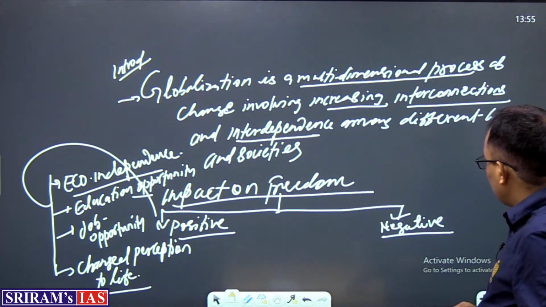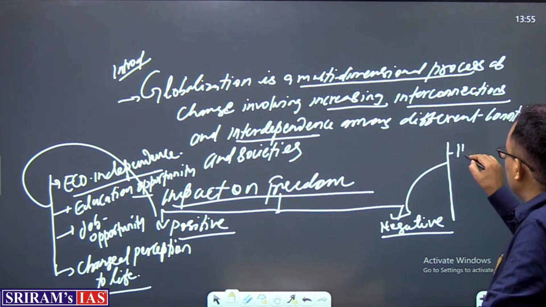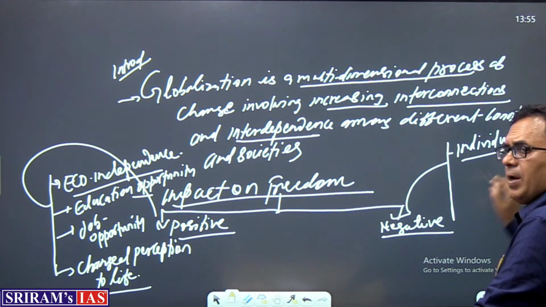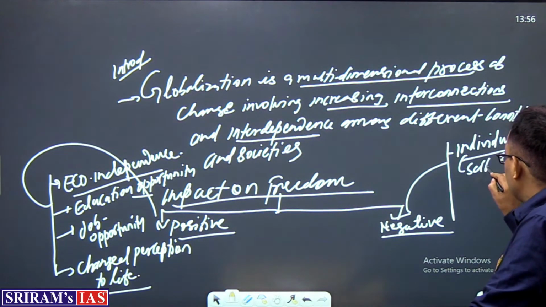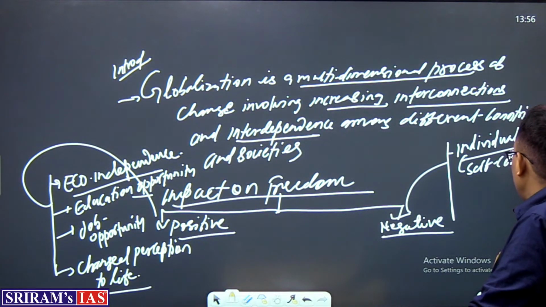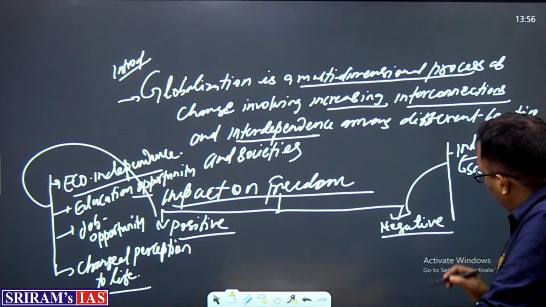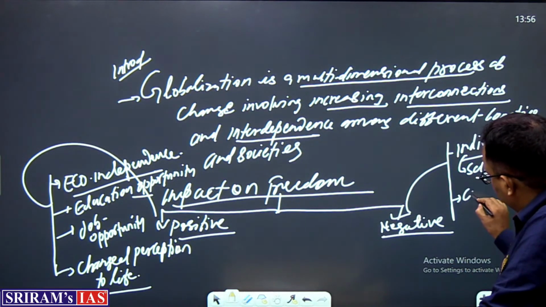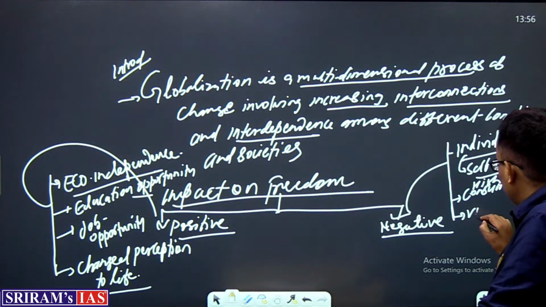Negative impact, when we talk about what is happening, globalization is also creating a high sense of individualism, or self-centrism. Individualism also involves self-centrism. This individualism or self-centrism is considered negative because India has always given importance to collectivism. Second, consider consumerism or high consumerism. Third, consider violence.